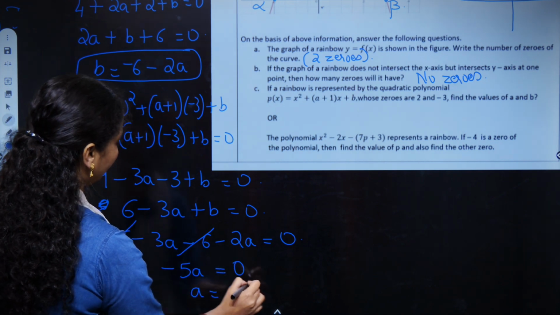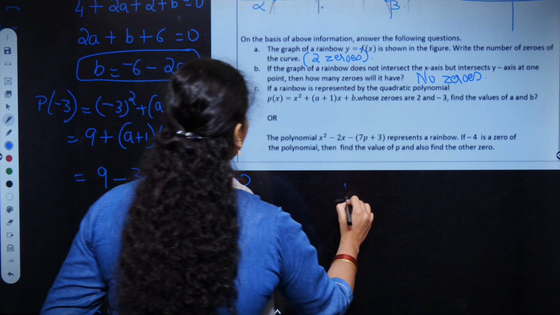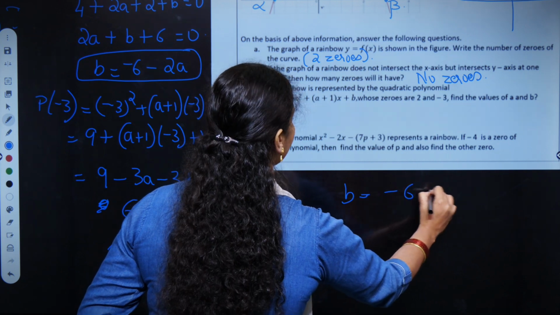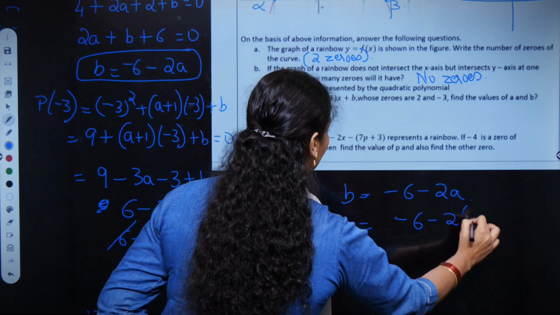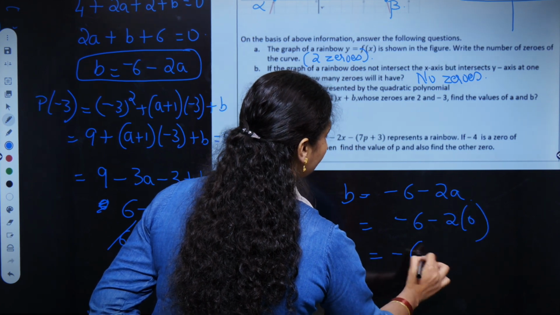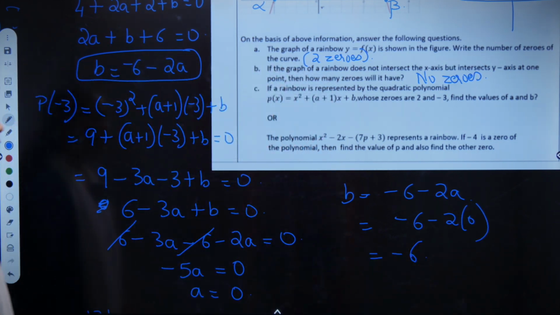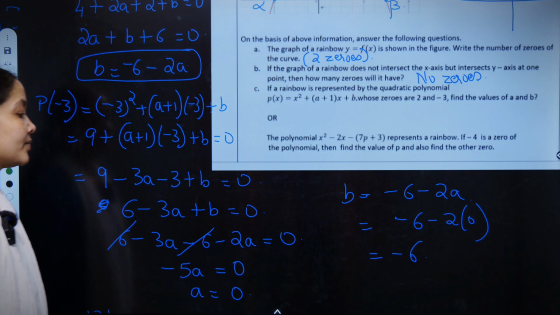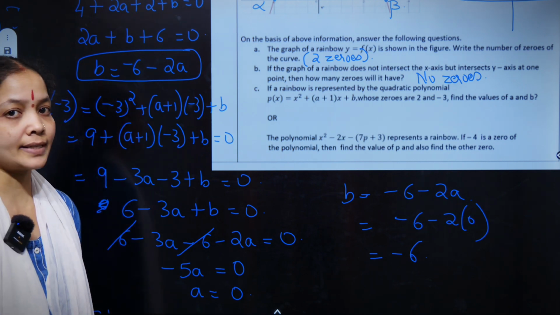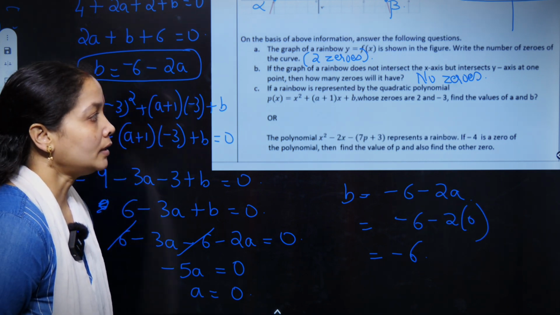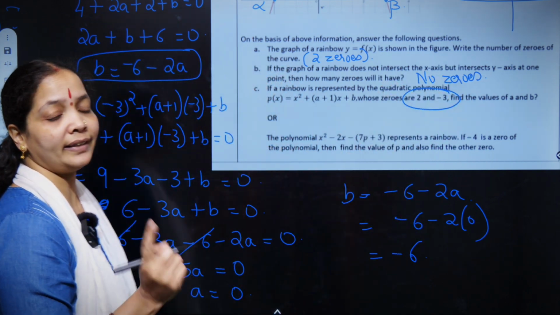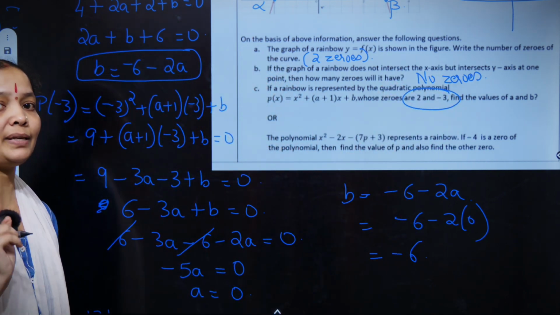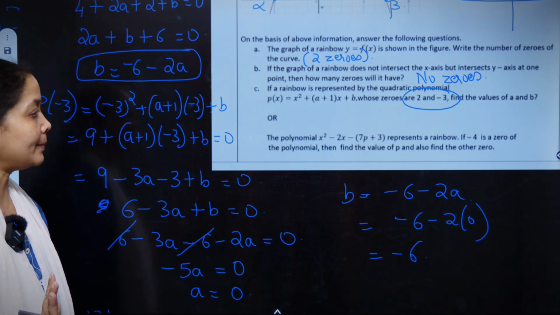So a is 0. When a is 0, substituting in the expression for b, which is minus 6 minus 2a, gives minus 6 minus 2 into 0. So b also becomes negative 6. So I got the values of a and b as 0 and negative 6. What is important here? Two zeros are given. I'll substitute x as 2 and negative 3, not a and b as 2 and negative 3. Please keep it in mind.